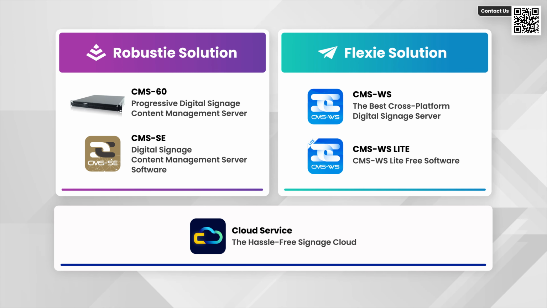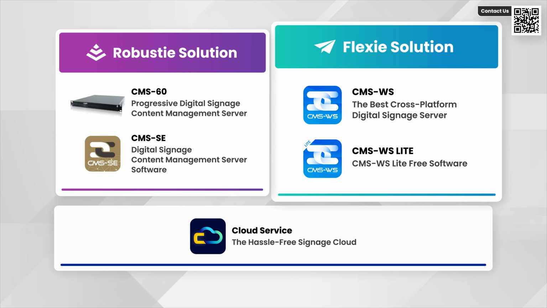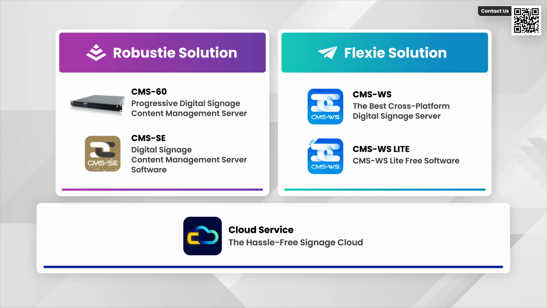KN Technologies content management server products can be divided into two categories, Robusty Solution and Flexi Solution. In the Robusty Solution, the content management server products include CMS 60 and CMS SE. In the Flexi Solution, the content management server products include CMSWS and CMSWS Lite. Additionally, there is KN Cloud Service that supports both solutions.